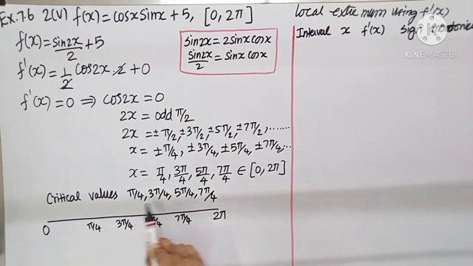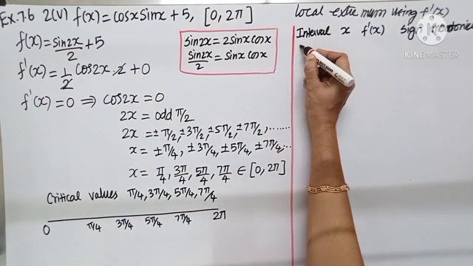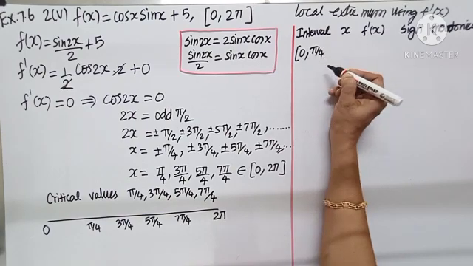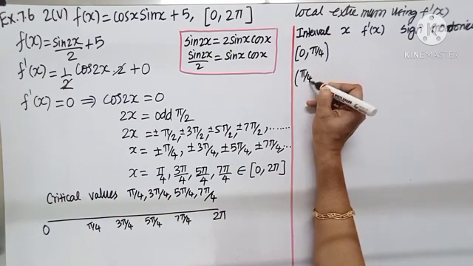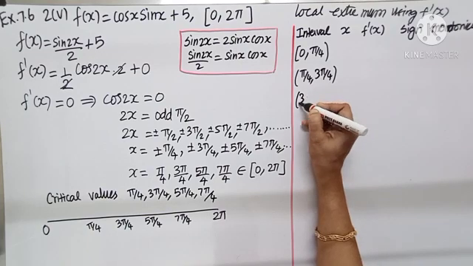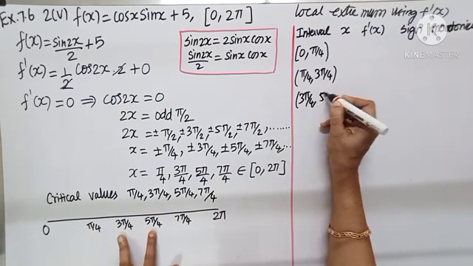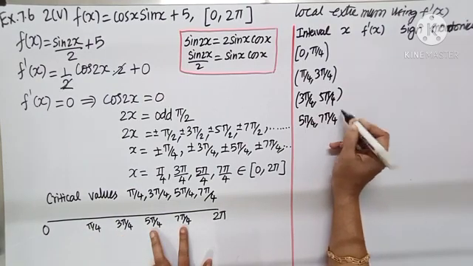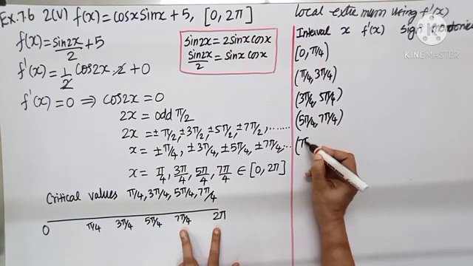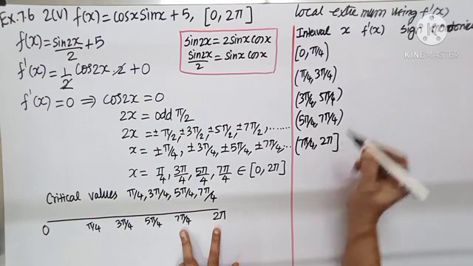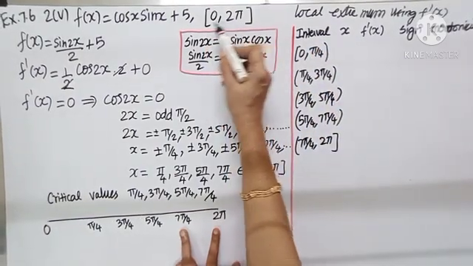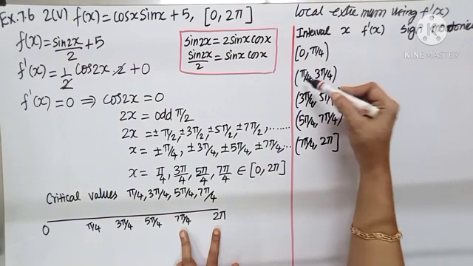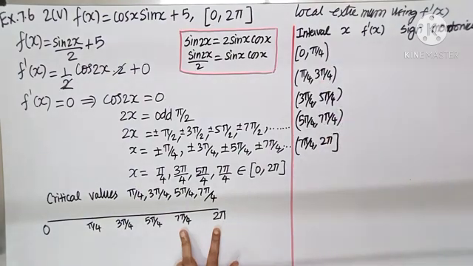As we mark the critical values in the interval 0 to 2 pi, the interval is split into 0 to pi by 4, the very first interval; pi by 4 to 3 pi by 4; 3 pi by 4 to 5 pi by 4; 5 pi by 4 to 7 pi by 4; and in the end 7 pi by 4 to 2 pi. Only for 0 and 2 pi, as it is a closed interval, we can put square brackets. For all other values, remember to put only round brackets.